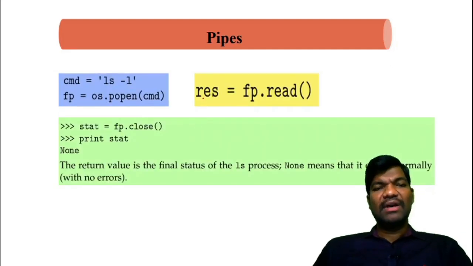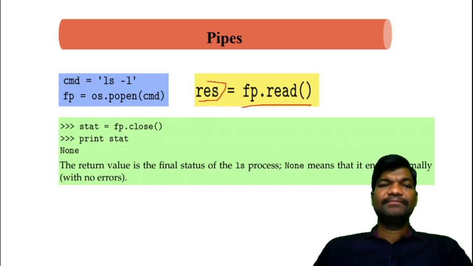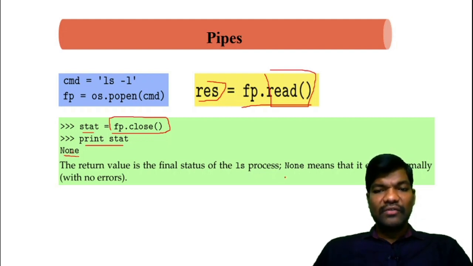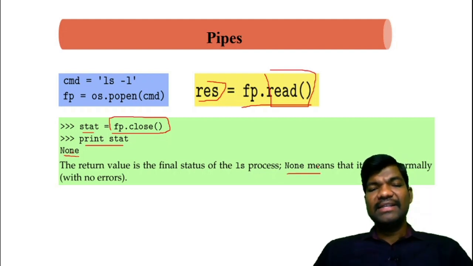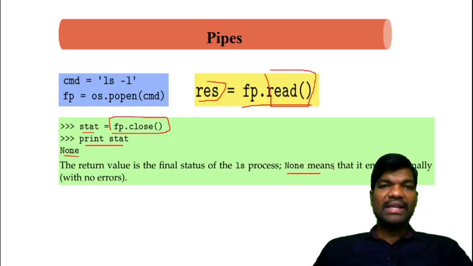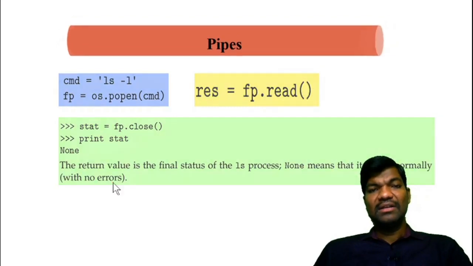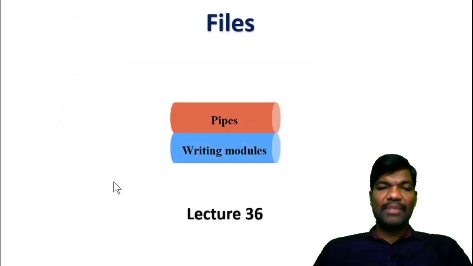Coming to the next one, res equal to fp.read. So we are reading the files. Here stat equal to fp.close. Close means closing the file. When we print stat, it will print None. If you get None, it means the file ended normally without errors. So that's the concept of pipes.